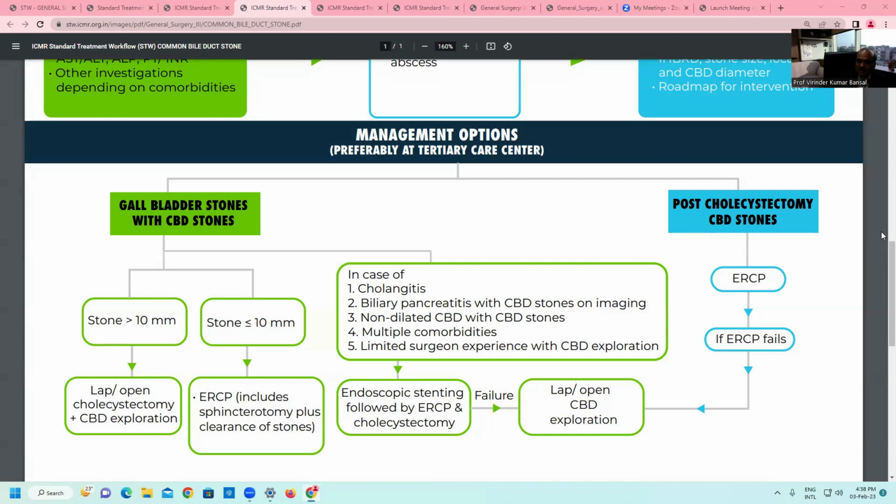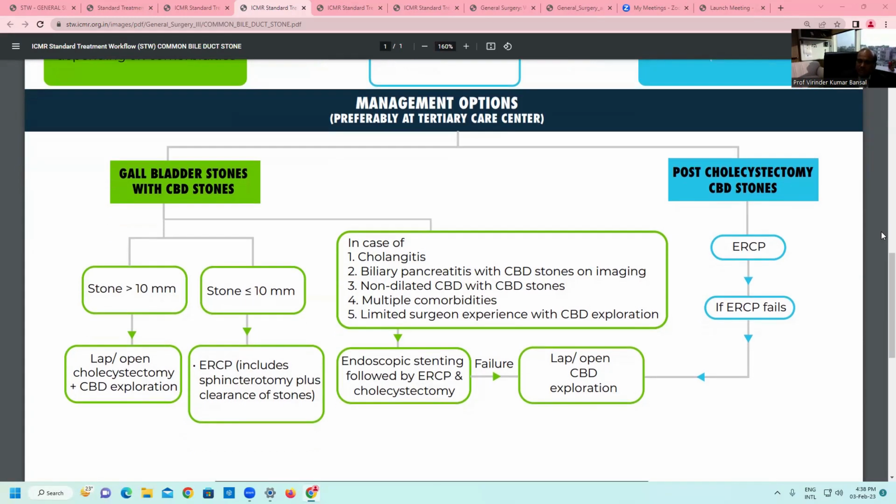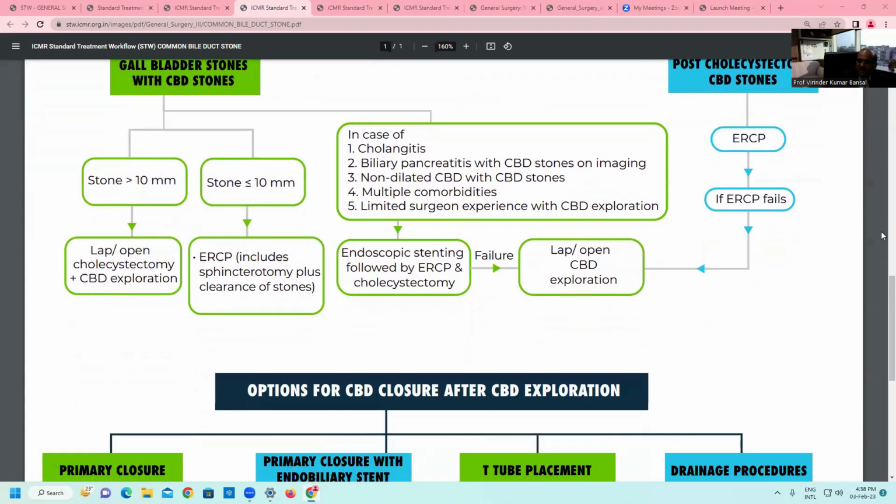But then there are certain indications in patients with CBD stones. If the patient presents with cholangitis, then ERCP is a better choice rather than a single stage procedure. Then endoscopic stenting is a feasible option in these patients.